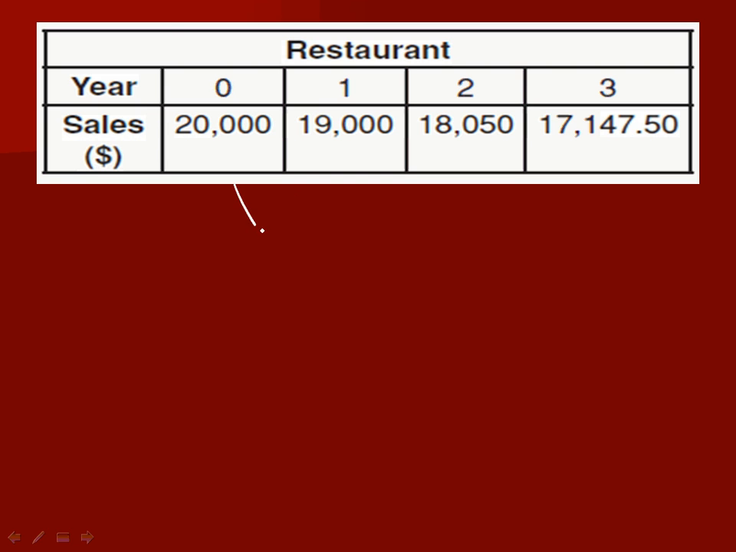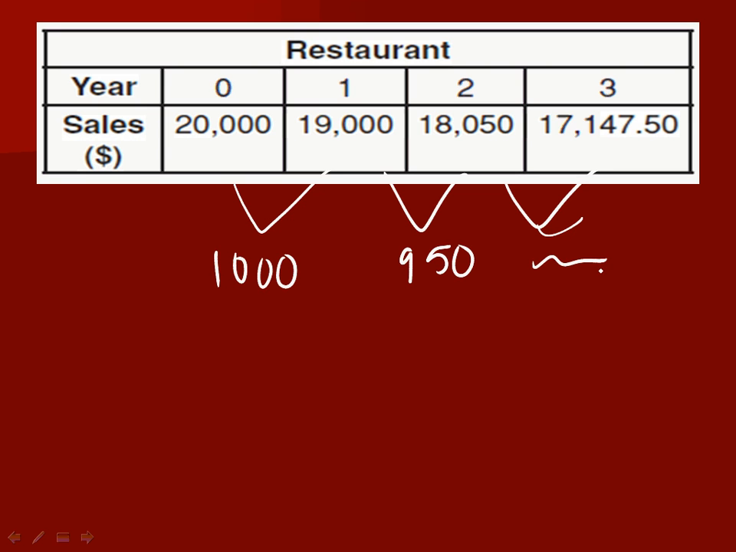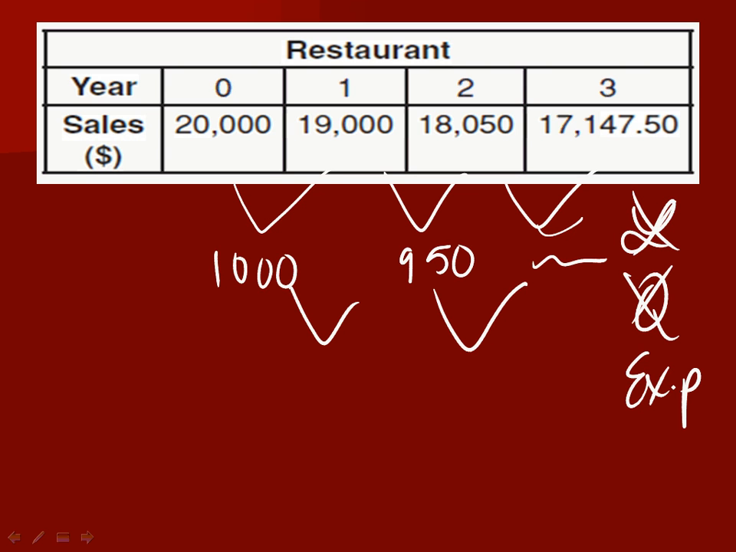So, y'all told me this is not linear. Because look, this is 1,000, and what is this? 950. So it's not linear. And if I go down here, I'm pretty sure that's going to be a number. It's not linear. And is it going to be quadratic? Not quadratic. What about exponential? Yes. Exponential, let's try it.